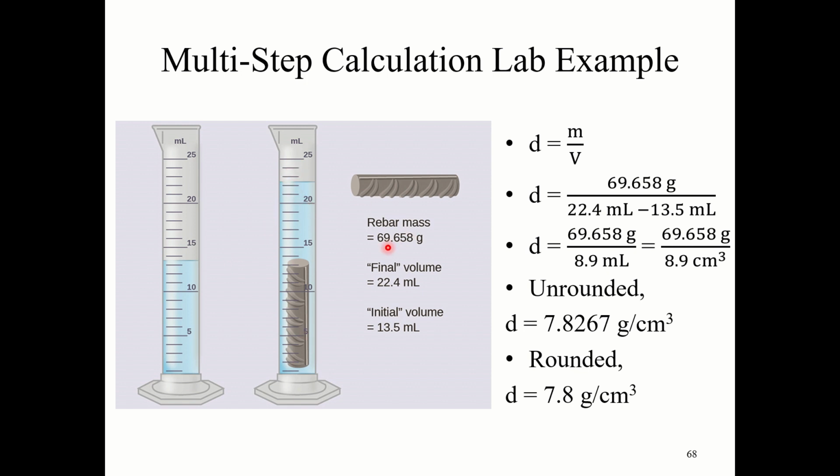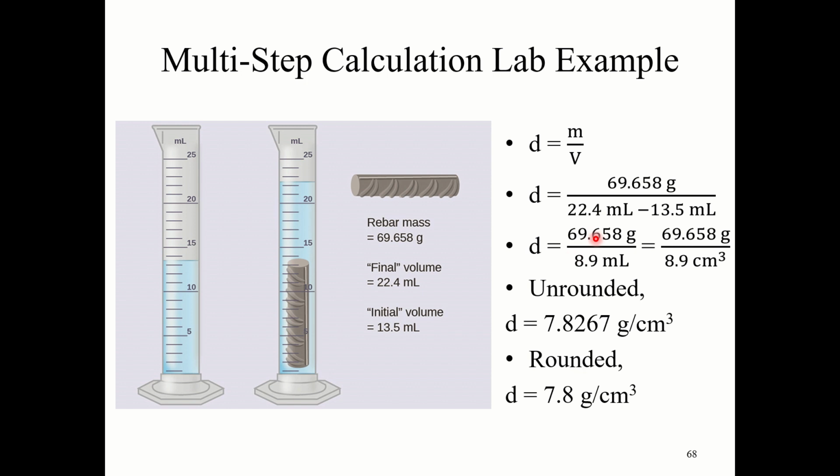The rebar has a mass of 69.658 grams. So to find the density, I would do mass divided by volume. The mass is 69.658 grams. The final volume is 22.4. The initial is 13.5. So to find the volume of the rebar, take final minus initial. So 22.4 minus 13.5 gives 8.9 milliliters. Remember, your answer here would not be 8.90. This number has 1 decimal place. This number has 1, so my answer should only have 1.